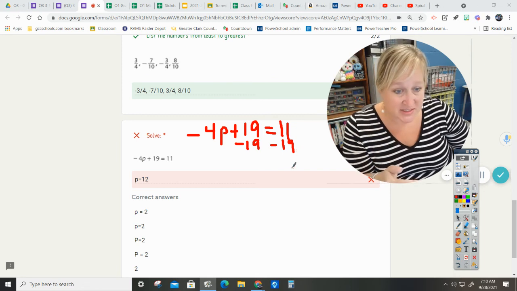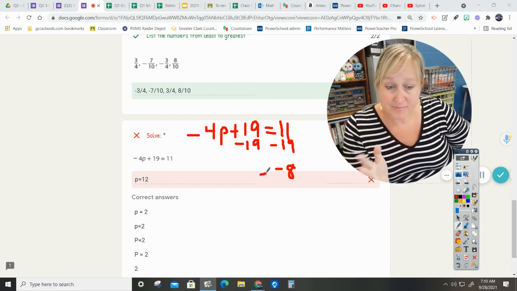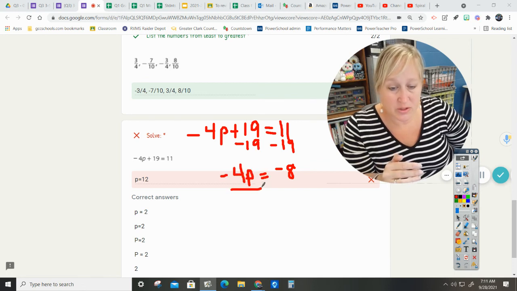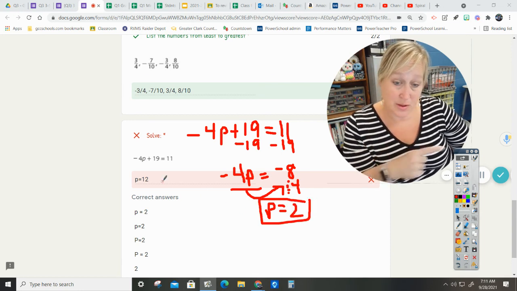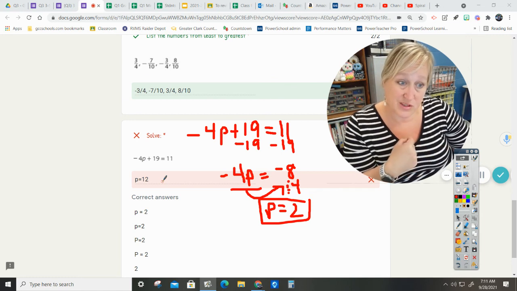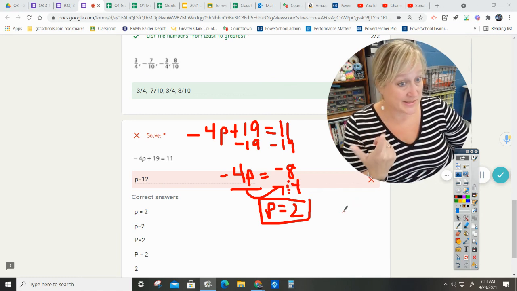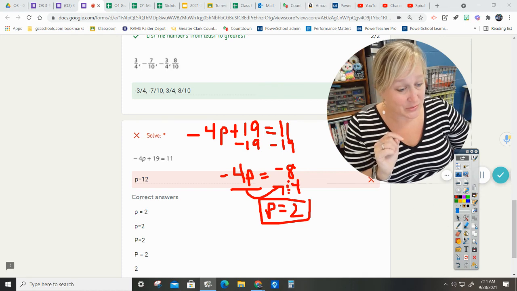$11. You need 19, so you're $8 short, which means it equals -8, so -4P equals -8. Going to move by dividing by -4. P equals 2. So you need to make sure that you type in P equals 2, not P equals 12. Then you'll get all 10 right. If you didn't, then you didn't watch the video all the way through.